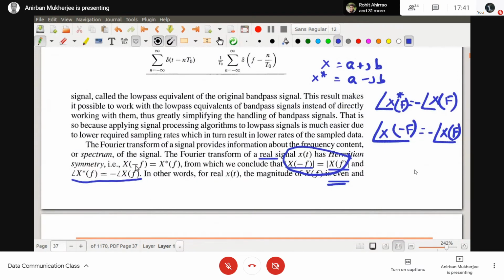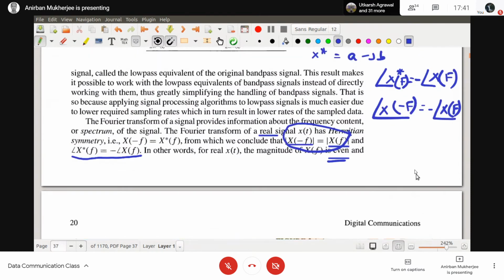Now, if I take the mod of X(f), that is mod of X(minus f), that is equal to mod of X star(f), that means mod of X(f). So the magnitude spectrum is an even function of f. And if I take the angle of X(minus f), that is minus angle of X(f), so the phase spectrum is an odd function.